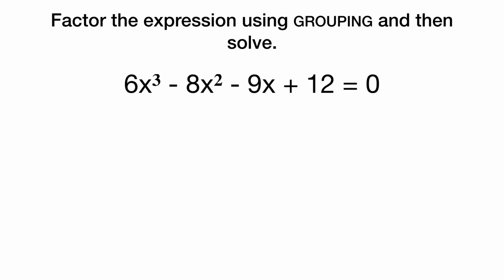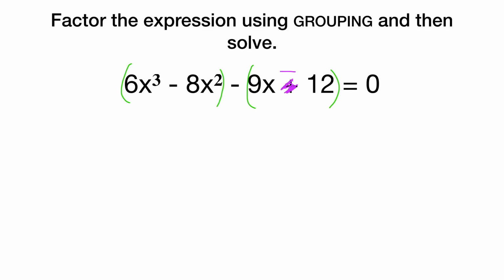So now let's do one more example of grouping, and then we'll go on to our next. So 6x cubed minus 8x squared minus 9x plus 12 equals 0. So I'm going to put my parentheses around the first two and around the second, but I'm noticing that in between 8x squared and 9x, I have a wonderful little minus mark, meaning that this plus sign becomes a minus sign.